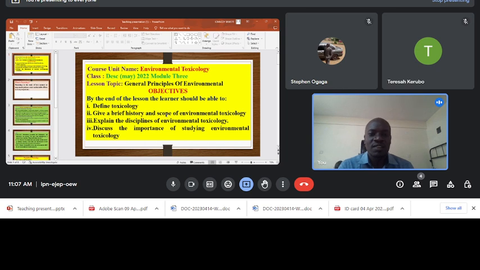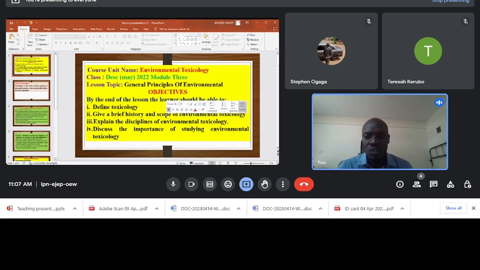Today we are going to look at environmental toxicology, and we are going to deal with the principles of environmental toxicology. Among our objectives, we have 4 objectives. The first one being, by the end of this lesson, you are supposed to be in a position to define toxicology. Our second objective is to give a brief history and scope of environmental toxicology. Our third objective is to explain the disciplines of environmental toxicology. And our last objective is to discuss the importance of studying environmental toxicology in our day-to-day life.